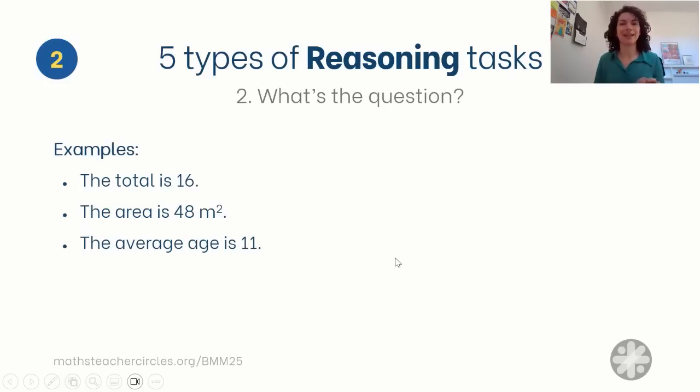The second type of reasoning task is called what's the question? Simply, it involves giving the answer, like the total is 16, the area is 48 meters squared or feet squared, the average age is 11, and then getting students to come up with a question or even multiple questions. This is a really powerful one because working backwards requires flexibility and students need to look at familiar ideas in a different way. This task is great to use with important concepts, especially those where you want students to be fluent with different approaches and strategies.